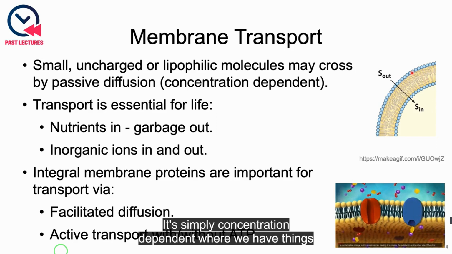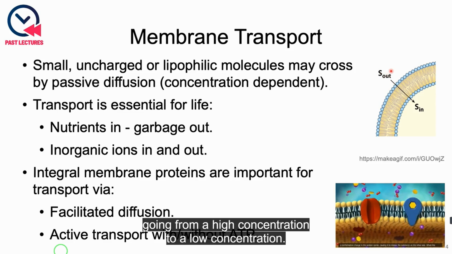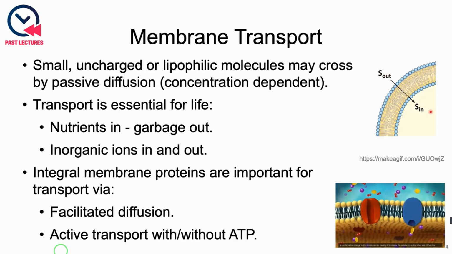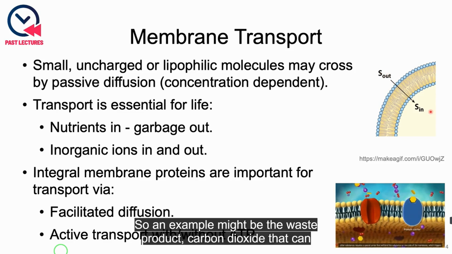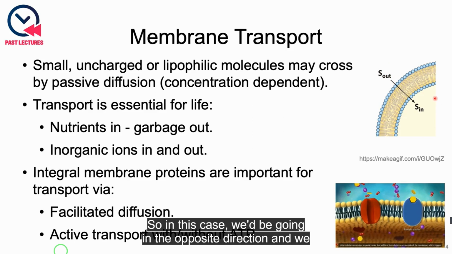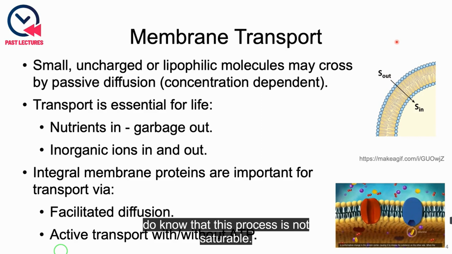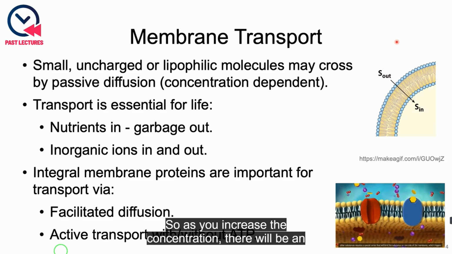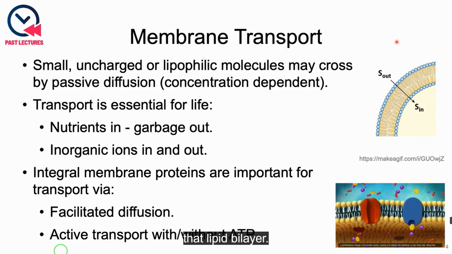It's simply concentration dependent, where we have things going from a high concentration to a low concentration. Okay, so an example might be the waste product carbon dioxide that can diffuse out of cells where it moves down its concentration gradient. So in this case, we'd be going in the opposite direction. And we do know that this process is not saturable. So as you increase the concentration, there will be an increase of the amount going across the membrane, right? There really isn't anything limiting its movement across that lipid bilayer.